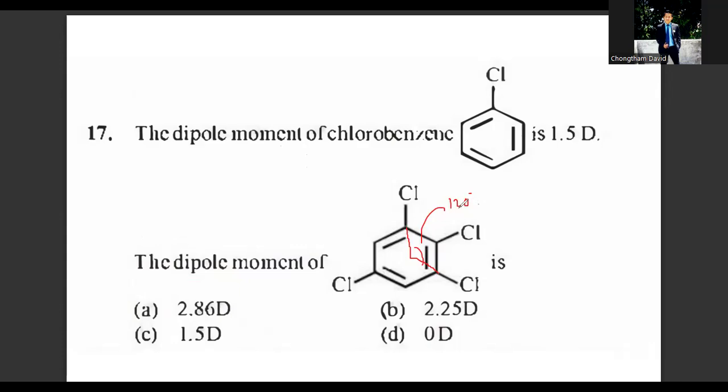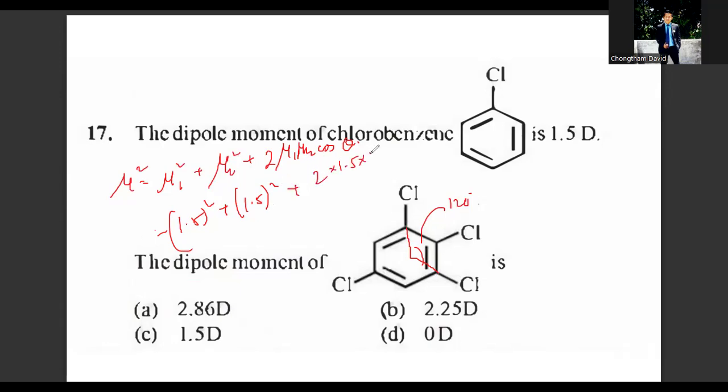So what will be the resultant dipole moment? Mu squared equals mu1 squared plus mu2 squared plus twice mu1 mu2 cosine of the angle between them. So simply substitute 1.5 squared plus 1.5 squared plus 2 into 1.5 into 1.5 cos 120 degrees. So the resultant moment would be approximately 1.5 D.